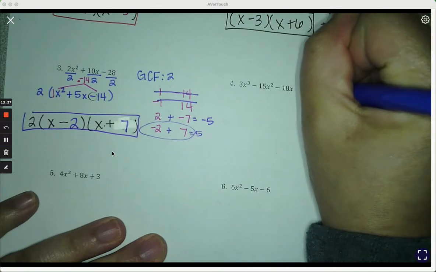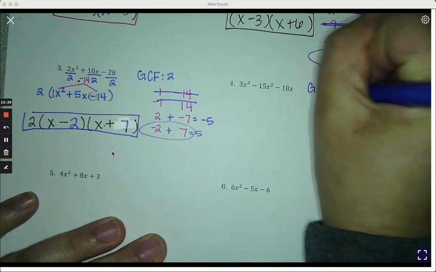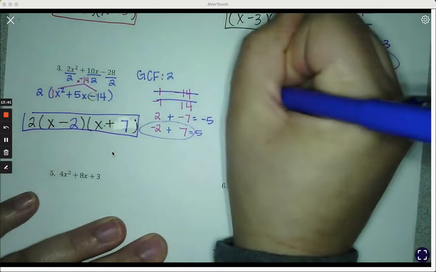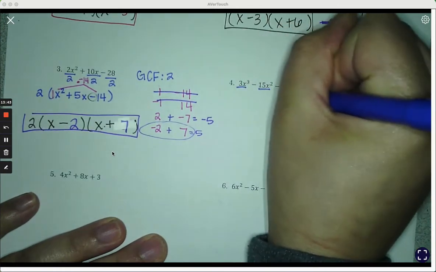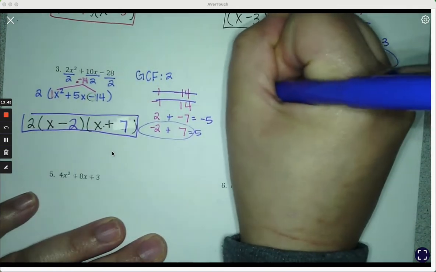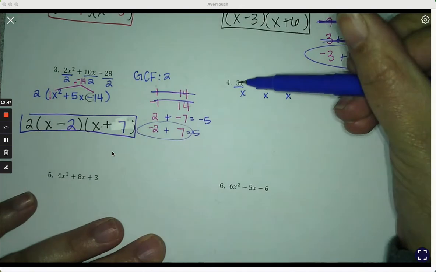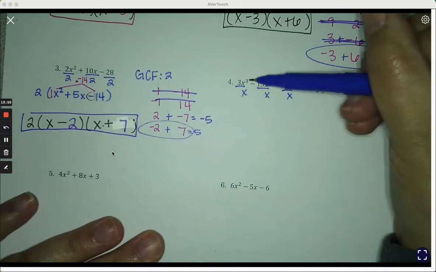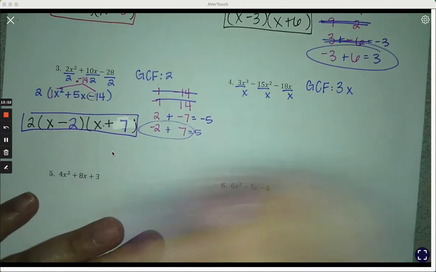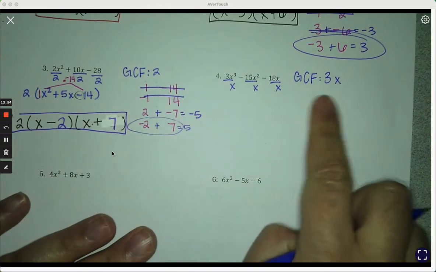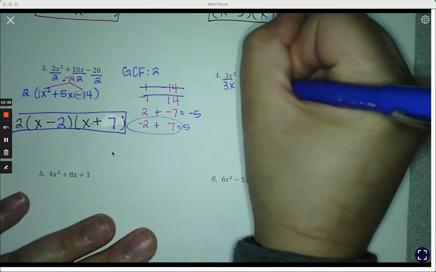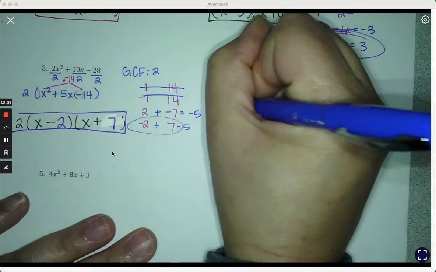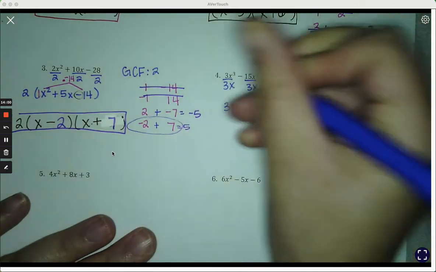Greatest common factor. They all share an x, so I know I'm going to divide by x, something x. 3 divided by 3 is 1. Each one of those is divisible by 3. So my greatest common factor is going to be a 3x. So I'm going to put a 3x on the outside.